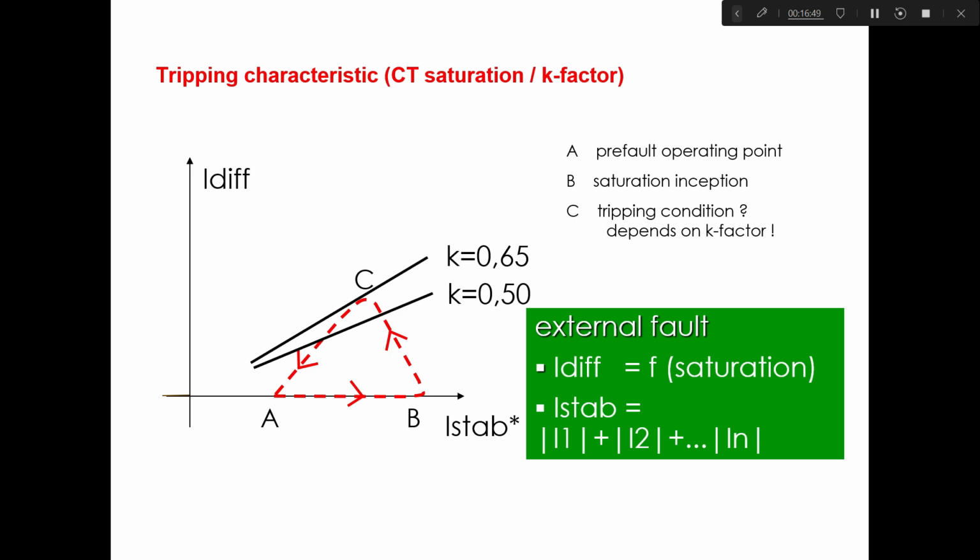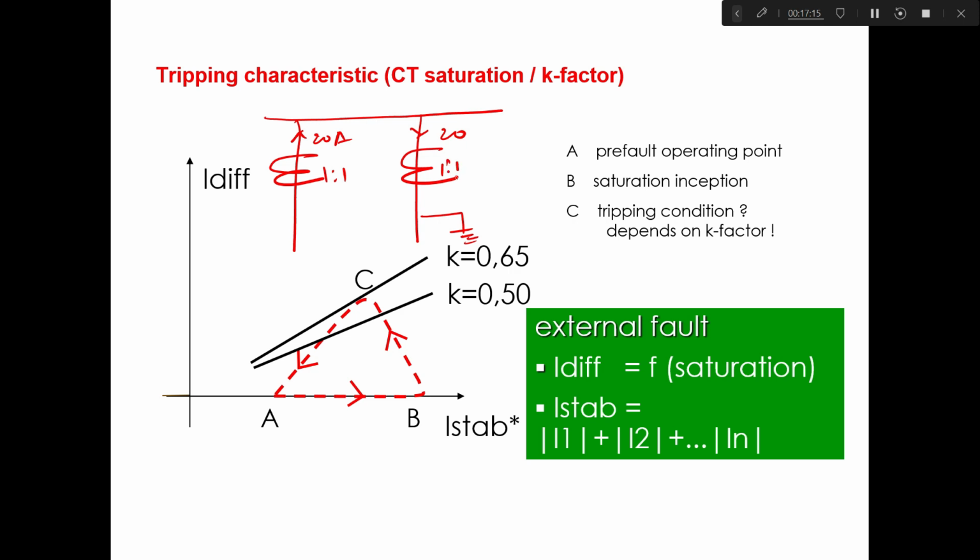Now coming to the next condition, which is CT saturation or K factor. This is again a very interesting and very important case. Suppose this is a bus bar in which you have only two feeders, feeder 1 and feeder 2. Now suppose there is an external fault. This is an external fault, and these are your 2 CTs. Suppose the current through this is 20 ampere and through this is 20 ampere, and this is a 1:1 CT ratio. During the fault, and prior to the fault, suppose the current is 2 ampere and 2 ampere, and both CTs are reproducing this current faithfully on the secondary side.